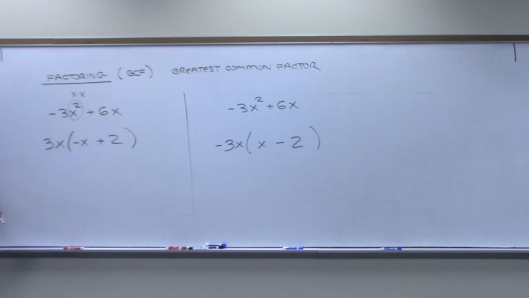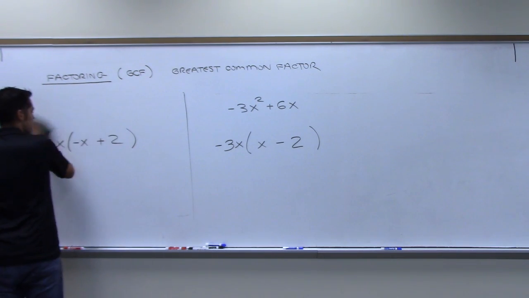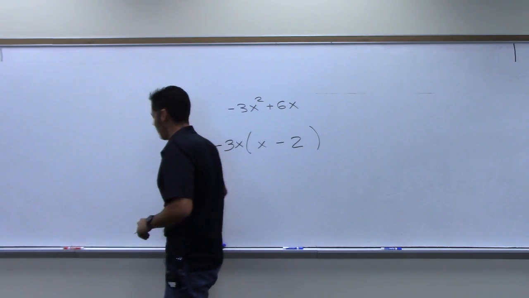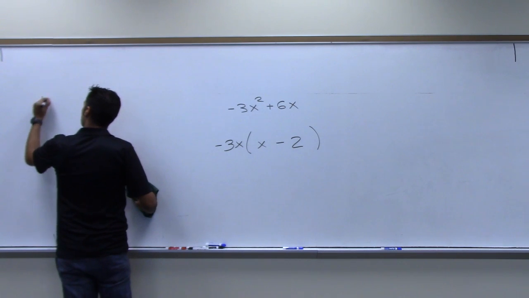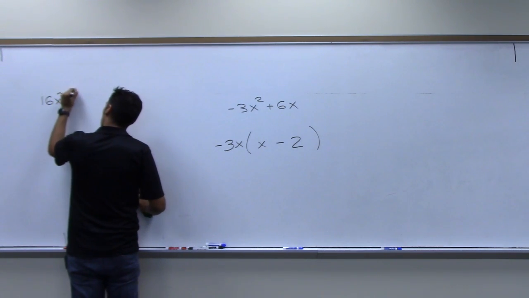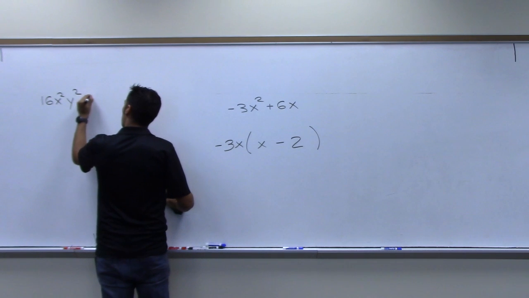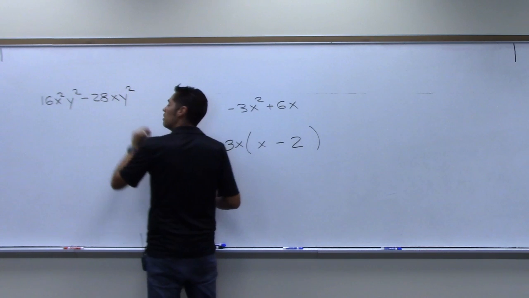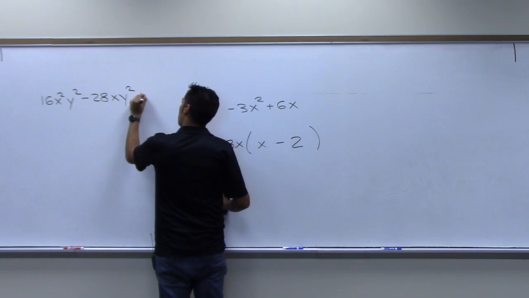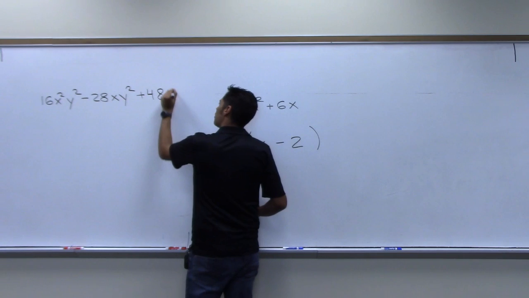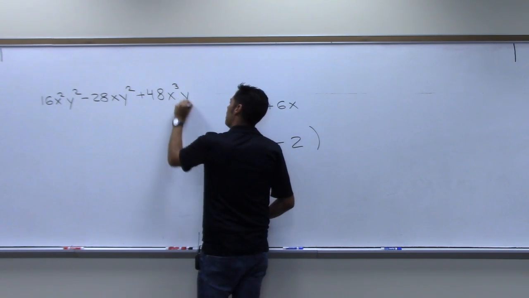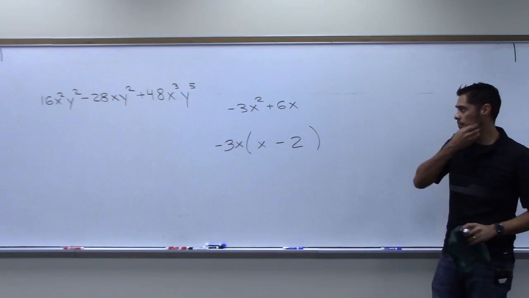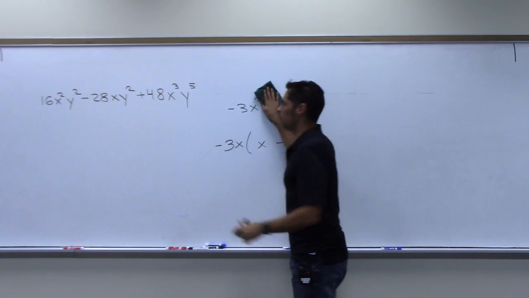All right, let's look at 4, because 4 looks pretty ugly. 16x squared y squared minus 28x y squared plus 48, I'm changing the problem, x cubed y to the 5th. I put an x cubed in there. That doesn't have an x cubed in that one. Do y'all see where I changed it? Right there.